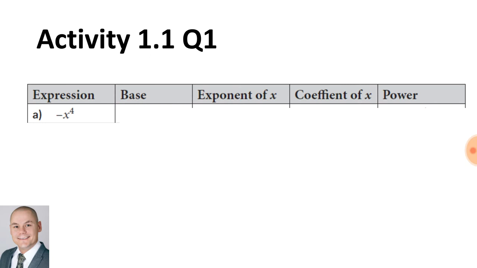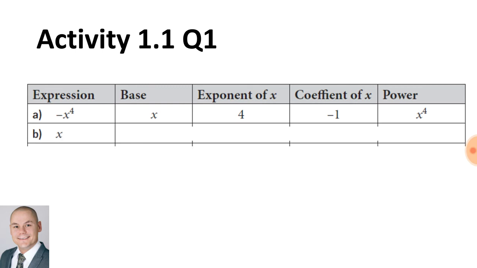Now, in this activity, we are given different expressions, and we need to illustrate the base, exponent, coefficient, and power for each of the expressions. In the first expression A, we have minus x to the 4. Therefore, the base is x. The exponent is 4, the coefficient is minus 1, the power is x to the 4.